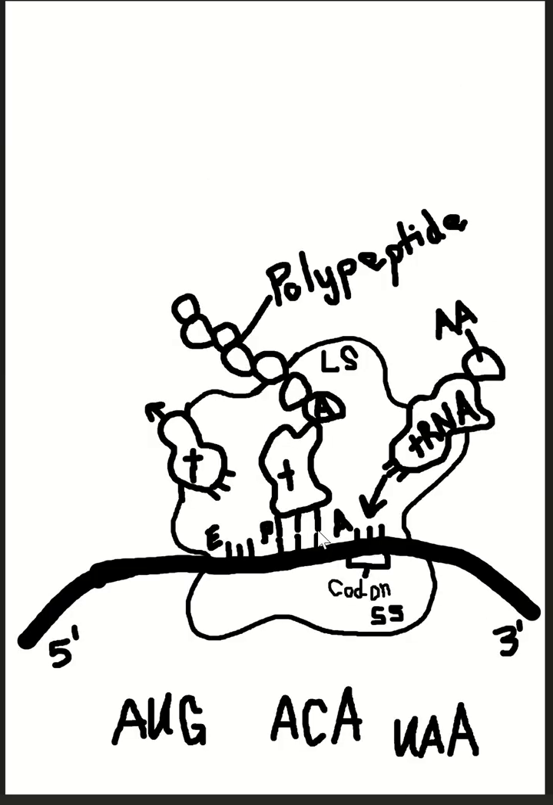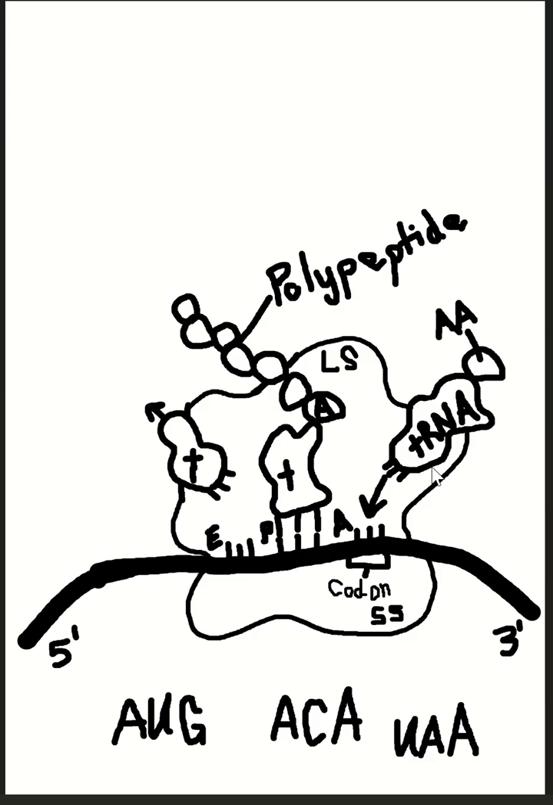For translation, this funky looking thing is our ribosome. It has two subunits. The bottom is the small subunit, top is the large subunit. This black strand is our mRNA. These are tRNA, which are transfer RNA. Think of these like a taxi for amino acids.